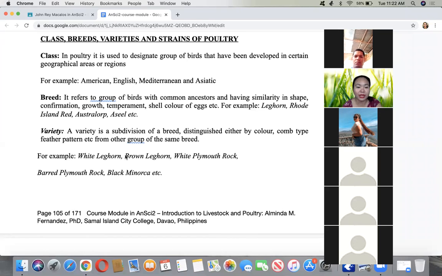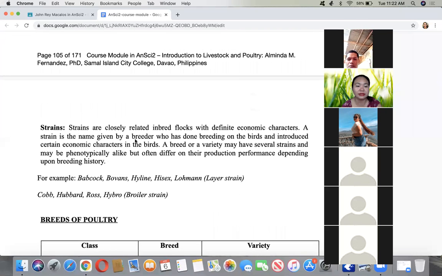For example, we have the white leghorn compared sa brown leghorn, and the white plymouth rock, the barred plymouth rock, and the black minorca. So they all belong to the same breed but ibang variety. So ganun din sa plants.